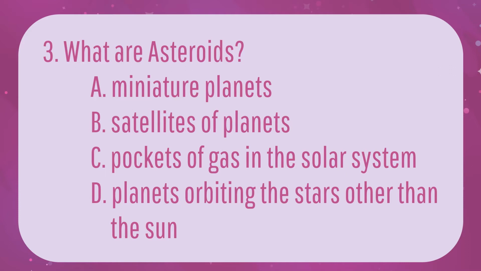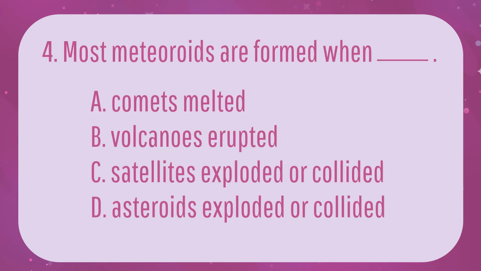3. What are asteroids? A. Miniature planets, B. Satellites of planets, C. Pockets of gas in the solar system, D. Planets orbiting the stars other than the Sun. 4. Most meteoroids are formed when blank. A. Comets melted, B. Volcanoes erupted, C. Satellites exploded or collided, D. Asteroids exploded or collided.